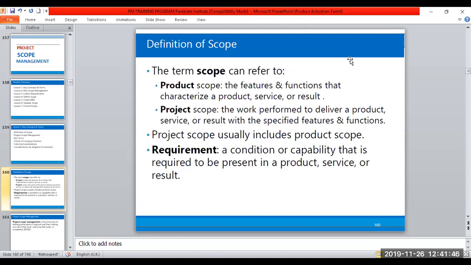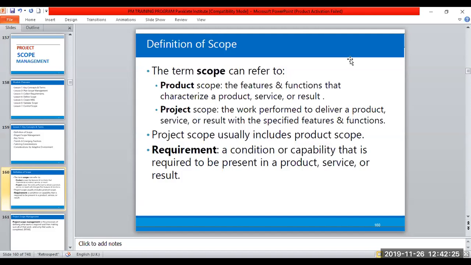And you can picture scope as what is included and what is not included, the boundary between what is included and what should not be included in the project, kind of like the perimeters. The scope of a product refers to the features and functionalities that characterize the product. And it's very important we understand scopes, product scope and project scope.